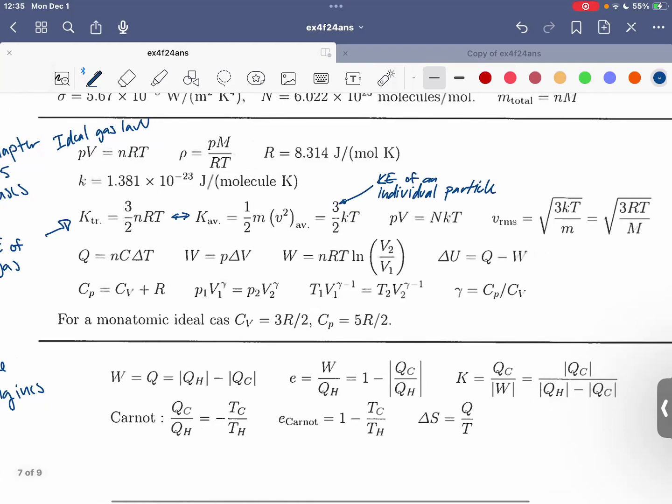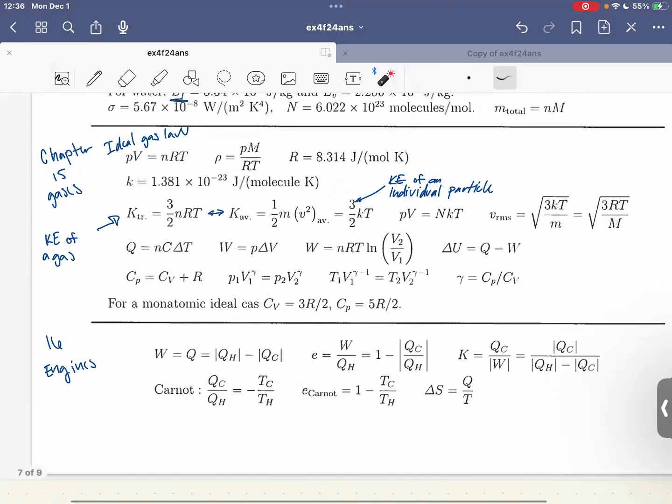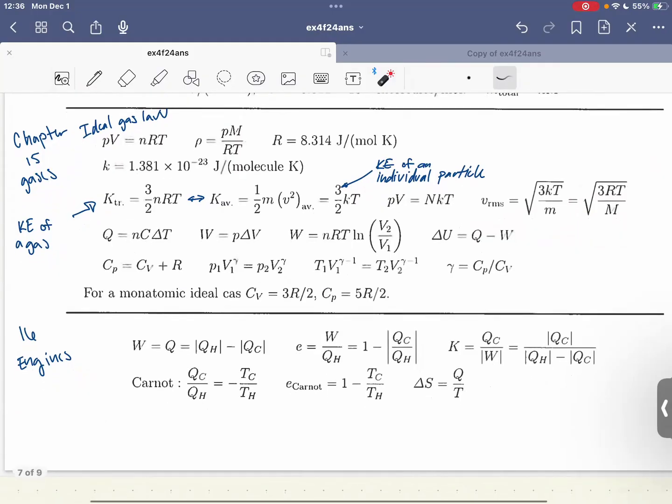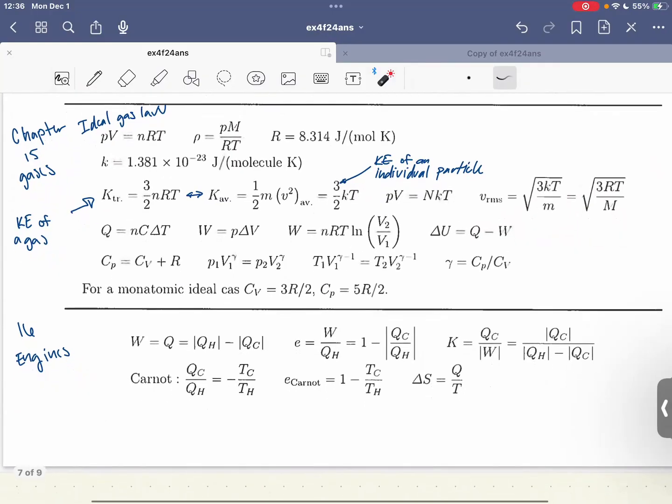So they look very similar, except that this one has this K here instead of the nR, and this K is Boltzmann's constant, which is given to you right here. And then this one right here is the root mean square velocity. This one is also, you just plug the numbers in. I don't think you really need to understand what it is. Okay, the rest of these are not that important. Like this one's not that important. This one's not that important.